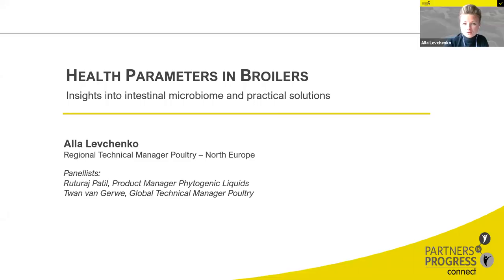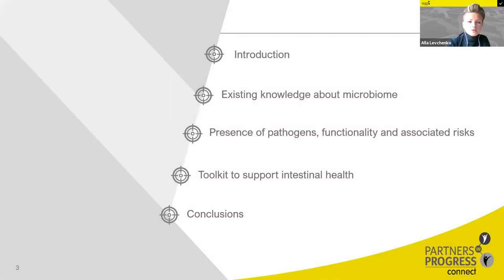The topic of today is again health parameters in broilers with insight into intestinal microbiome and some practical solutions. During the session, we will cover a few points: introduction, so this is what we are currently doing. Then we will move into existing knowledge about microbiome, then into presence of pathogens, their functionality and associated risks. Then we will look into the toolkits to support intestinal health, and of course we will end up with the conclusions. So let's move on.